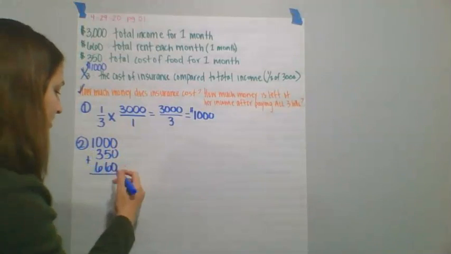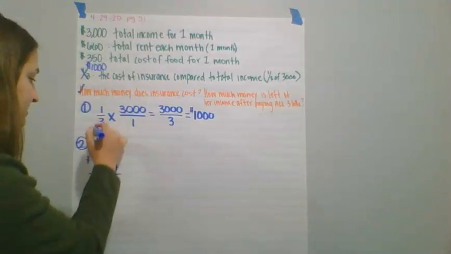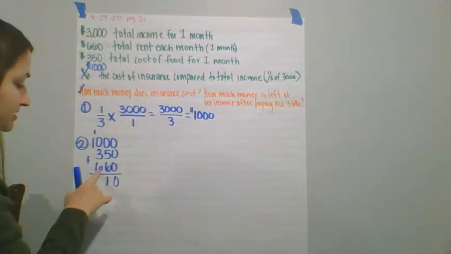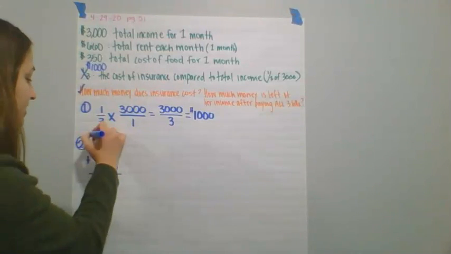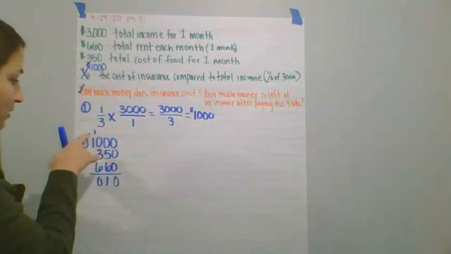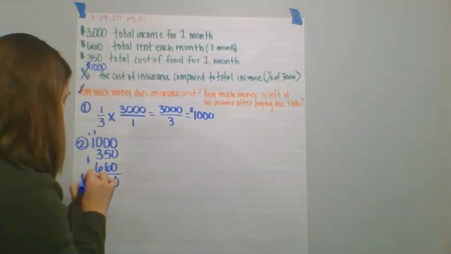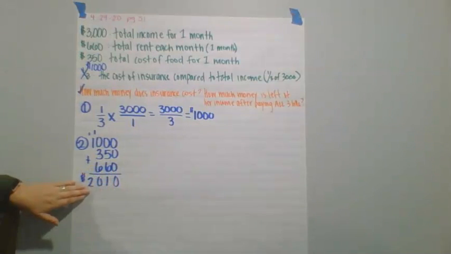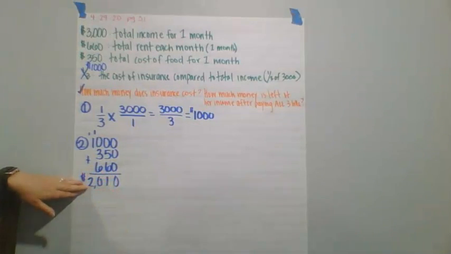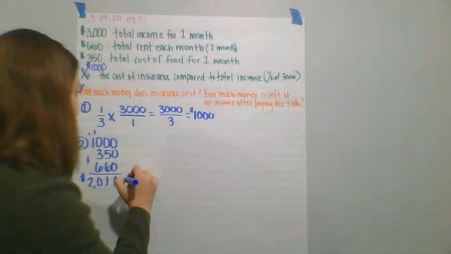So 0 plus 0 plus 0 is 0. 5 plus 6 is 11. 6 plus 3 is 9, plus 1 is 10. And 1 plus 1 is 2. So for her bills, she's spending $2,010. So this is her total bills.